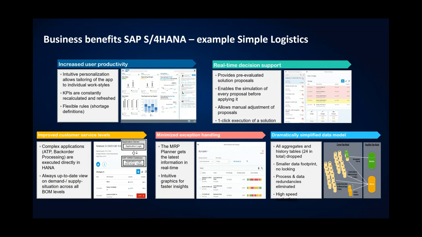So for example, if you're making a car, how many components go into making it? Many, many thousands of components go into making one car. How do you do the planning in real time? You can't, but you can do it in SAP S/4HANA. So that is the benefit of it.